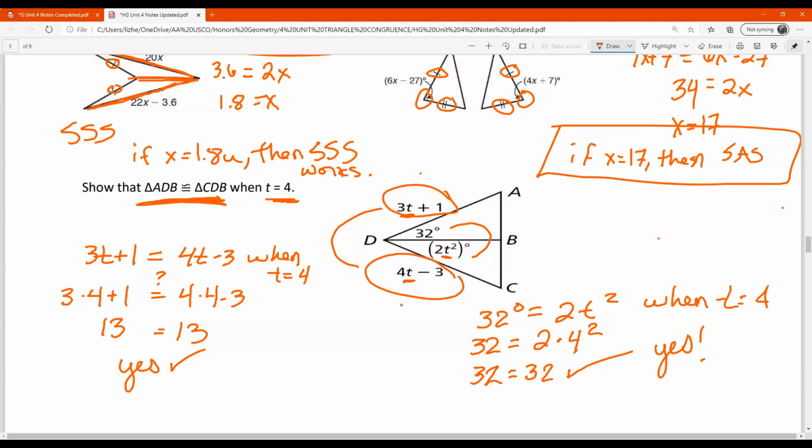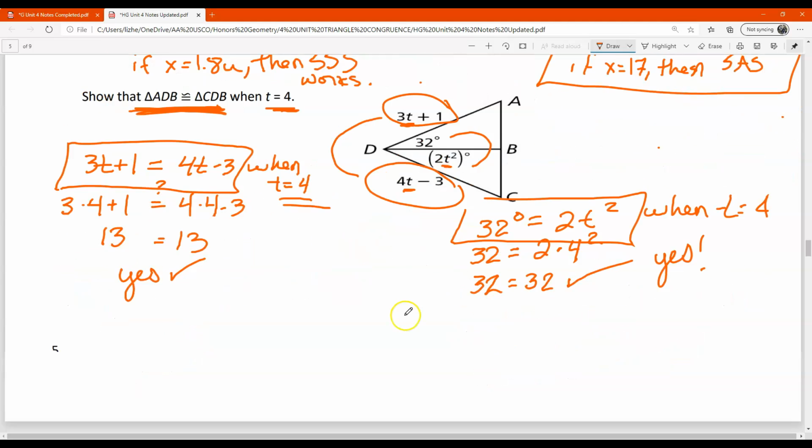You have to say, okay, well, if these triangles are congruent, then I'm going to write my equations like we did here and plug in the 4 and prove that they are congruent.